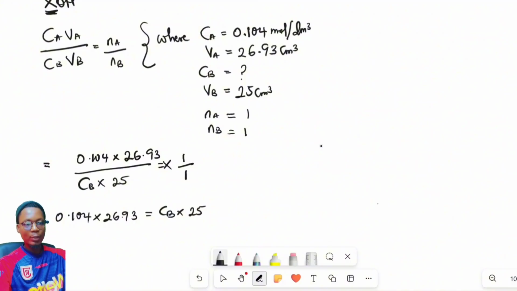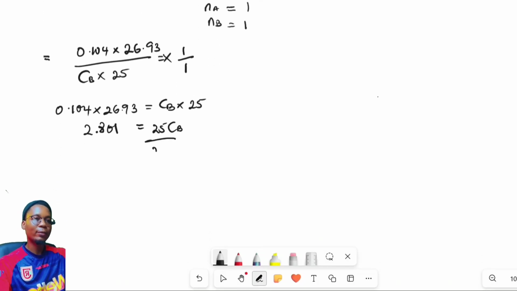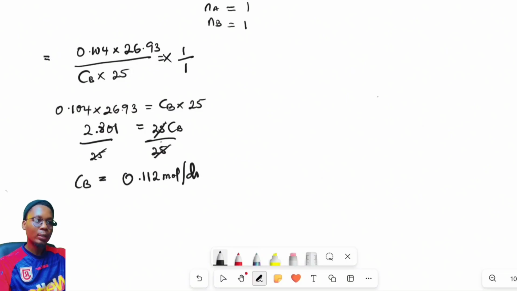So let us quickly multiply and see. This will give us 2.801 is equal to 25 CB. So we divide by the coefficient of CB, that is 25. Divide both sides by 25. So this will cancel this, and this will divide this. So we have CB as, so the concentration of B here will be 0.112 mole per cm cube.